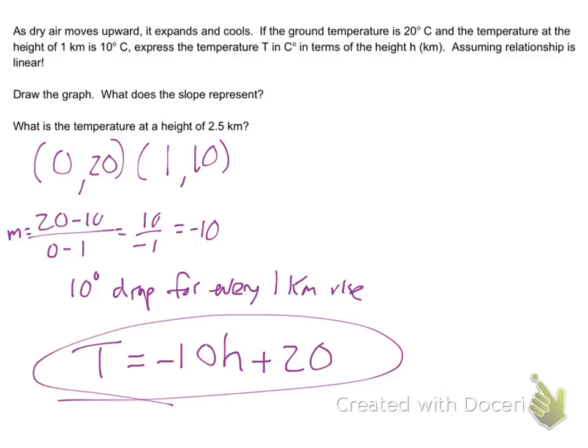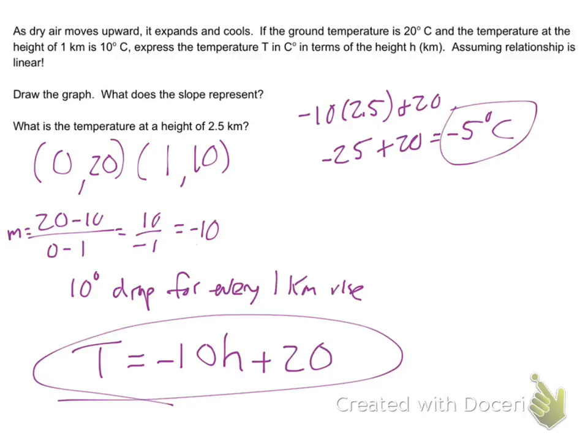So, we've got to answer the question, right? Now we have to answer what happens when you go 2.5 kilometers up. Just plug it in. Negative 10 times 2.5 plus 20 equals negative 5 degrees Celsius. It means that if you have a height of 2.5, or you are in a hot air balloon 2.5 kilometers above the ground, the air temperature will be a negative 5 degrees Celsius. That's freezing. It's kind of cold.